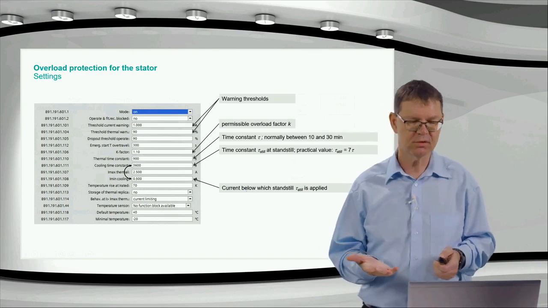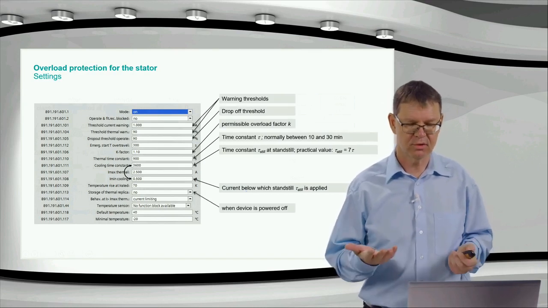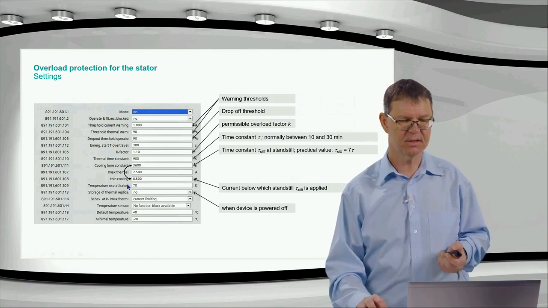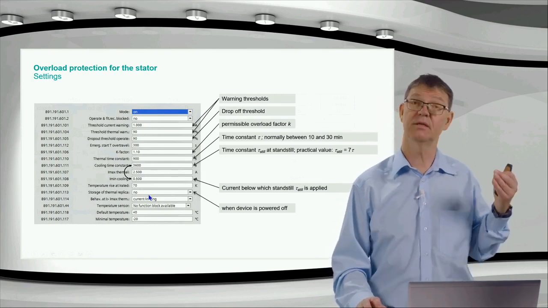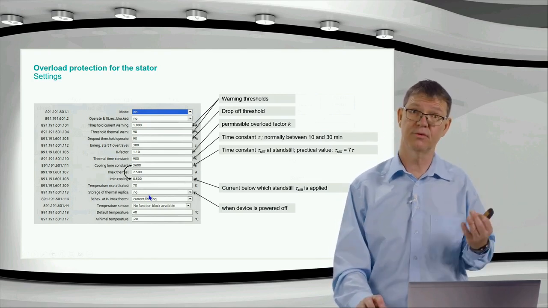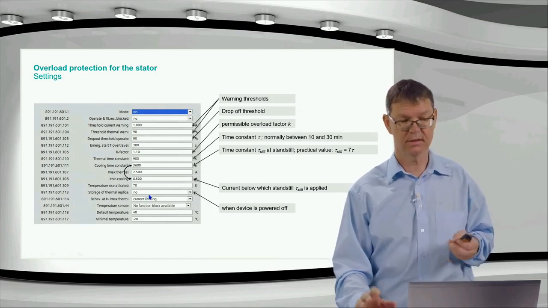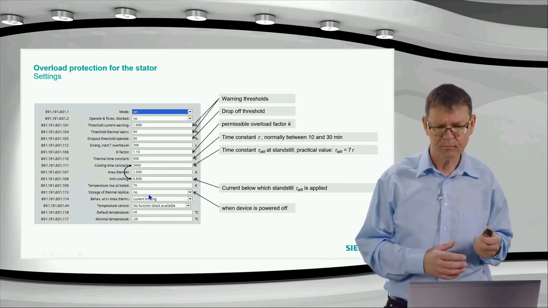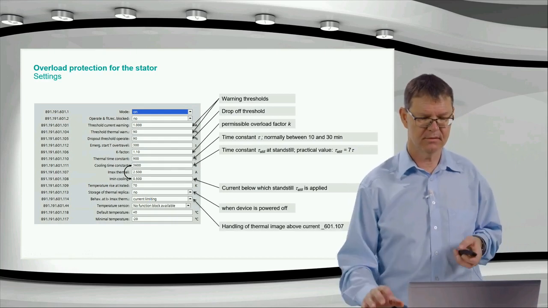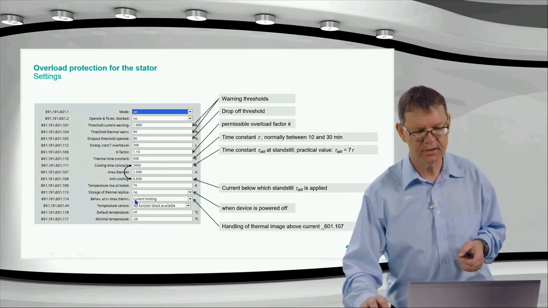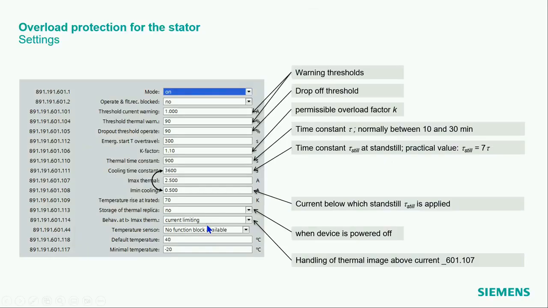Then I have warning thresholds, drop-off threshold, and behavior when the device is powered off. So should I store the thermal replica, the thermal image, or not? We recommend to store it, then it's stored for a certain time. And one point which I did not mention is, how shall I handle this thermal image when I get very big currents during the startup, or if there is a fault inside?